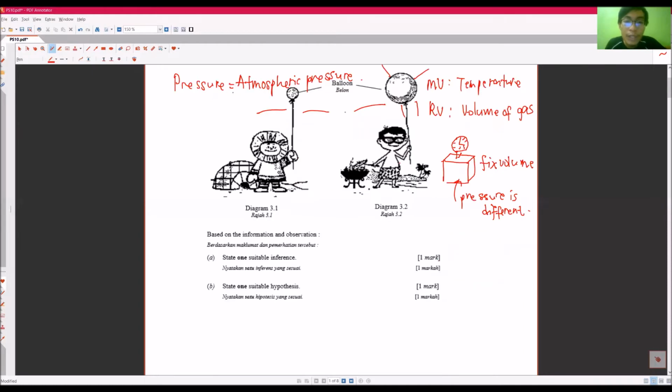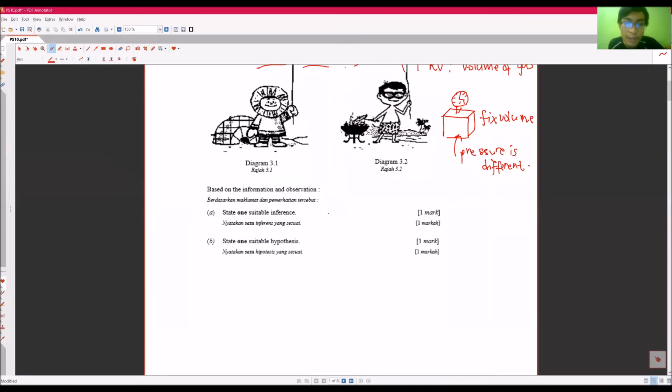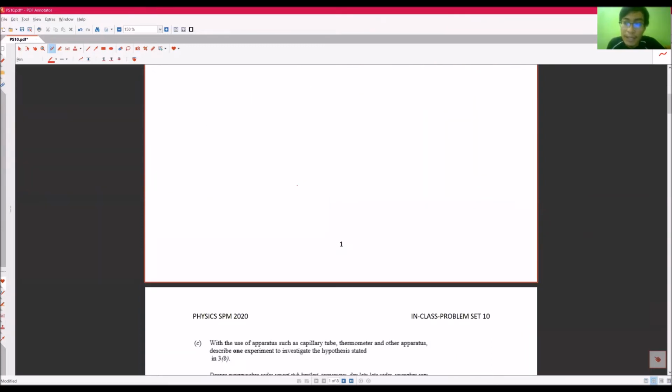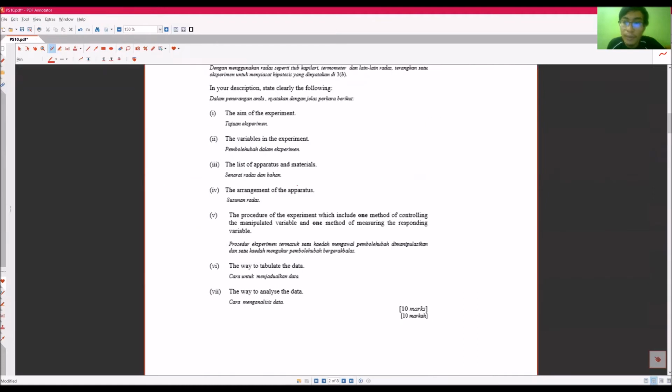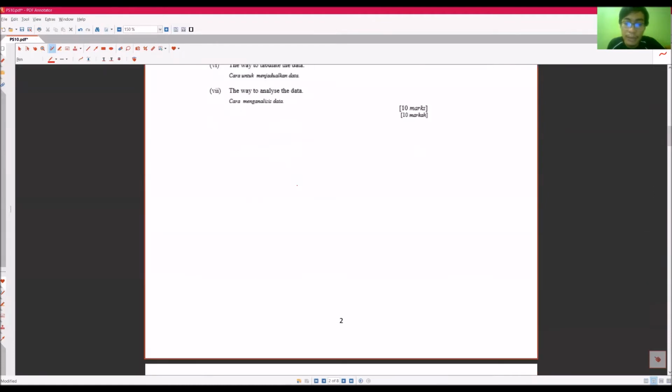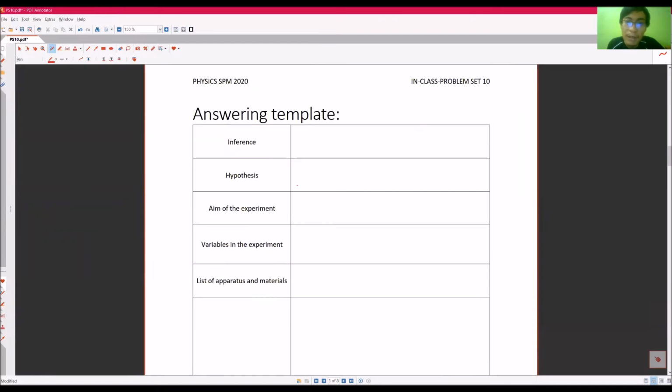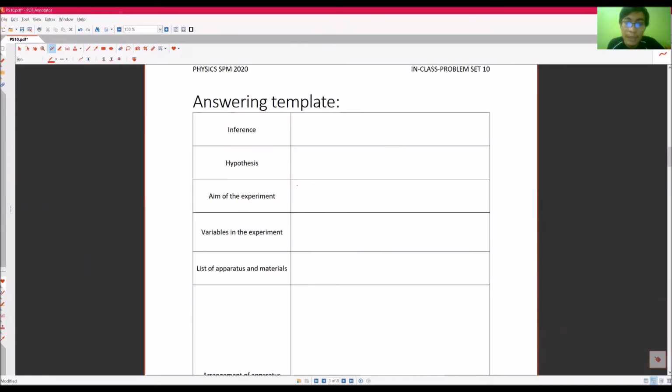Based on the information and observations, state one suitable inference and one suitable hypothesis. So let's answer it in our answering paper. Make sure that you build the table neatly using a ruler and leave a lot of space, especially for the arrangement of apparatus.